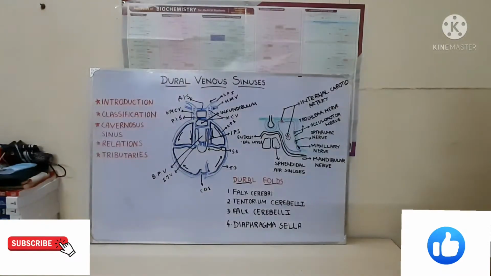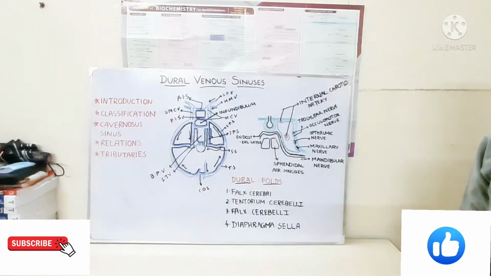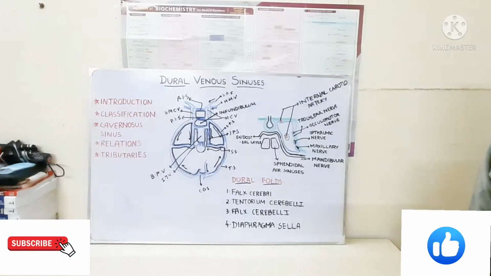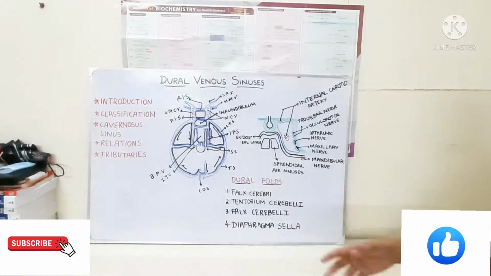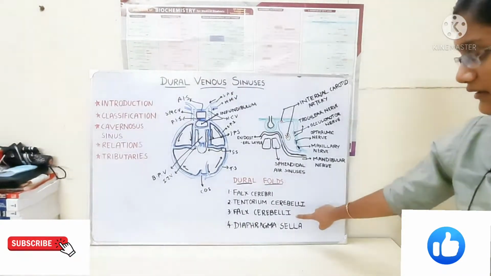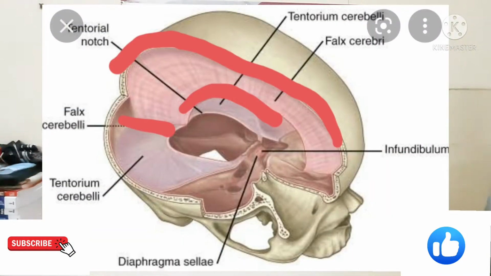So now let me tell you the definition of dural folds. Dural folds are double layers of the meningeal layer of the cranial dura mater, and there are four dural folds, that is the falx cerebri, tentorium cerebelli, falx cerebelli and diaphragma sella. This is a picture of the dural folds for you to visualize.